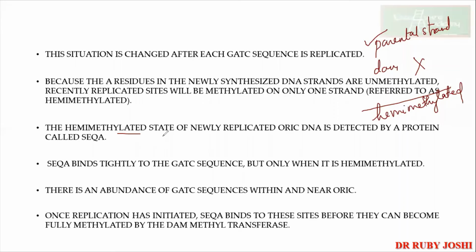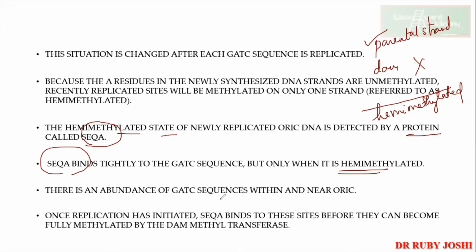This hemimethylated state of newly replicated ORIC DNA is detected by a protein called SeqA. Okay, SeqA. This SeqA is going to bind tightly to the GATC sequence only when it is hemimethylated. When will it be hemimethylated? When your replication is done. So the parental strand and daughter strand are there, the parental having the methylation, the daughter strand not having the methylation.